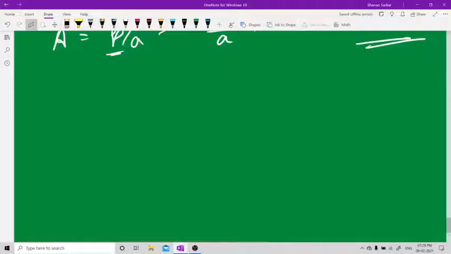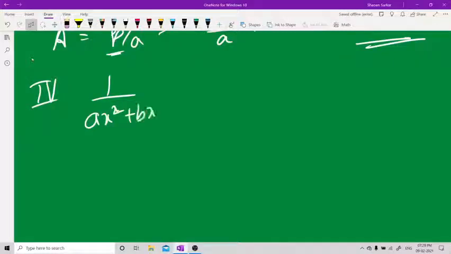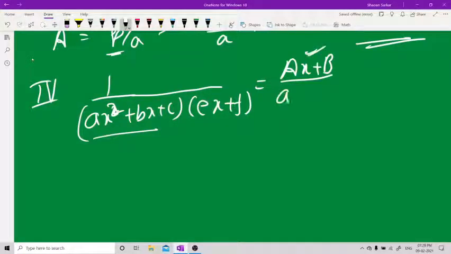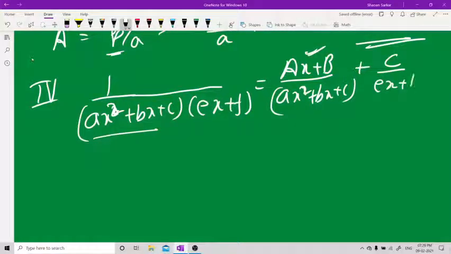Now the fourth type, this type, 1 upon ax square plus bx plus c type, where there is this type of a term, into ex plus f. Write this as the first term, this term as ax plus b. Whatever power is here, you write one less power here, ax square plus bx plus c, plus capital C ex plus f. Now take the LCM.